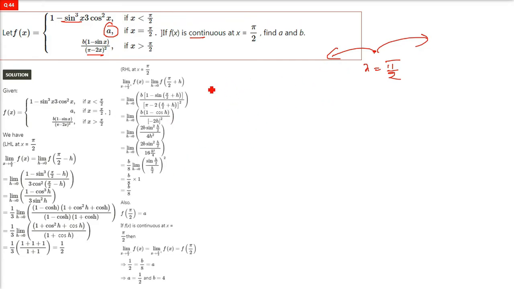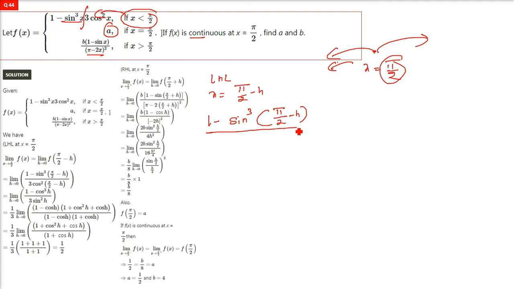We have limited space to write. The left hand limit is LHL. Okay. So x equals pi by 2 minus h we have to write. Pi by 2 minus h it is. And which function we are going to use? 1 minus sine cube x divided by 3 cos square x. So 1 minus sine cube, and since this is with division, so 1 minus sine cube, pi by 2 minus h it is.